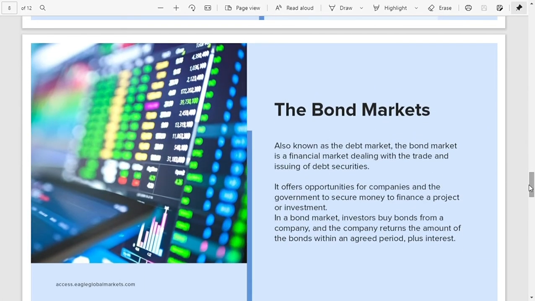The bond market. The bond market is also known as the debt market. The bond market is a financial market that deals with the trade and issuing of debt securities. It offers opportunities for companies and governments to secure money to finance a project or investment. In the bonds market, investors buy bonds from a company and the company returns the amount of the bond within an agreed period plus interest. That is how government and companies get enough funds to carry out their projects.